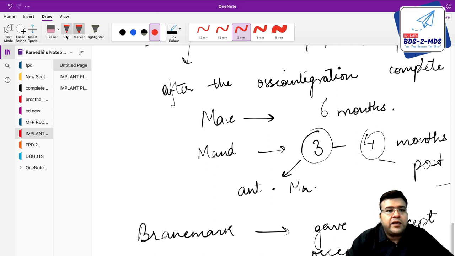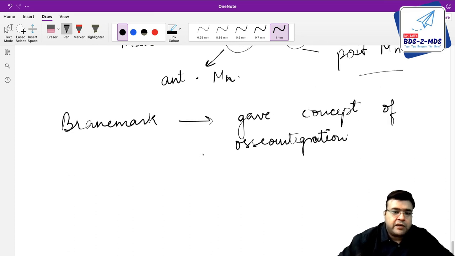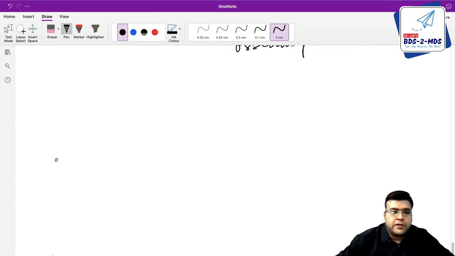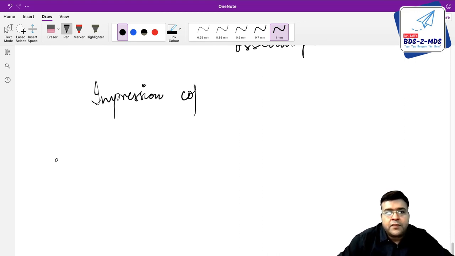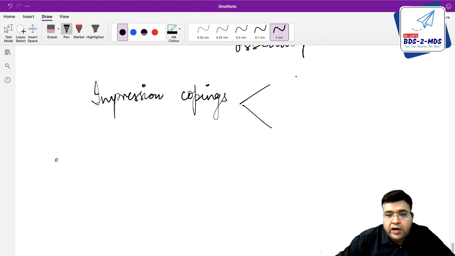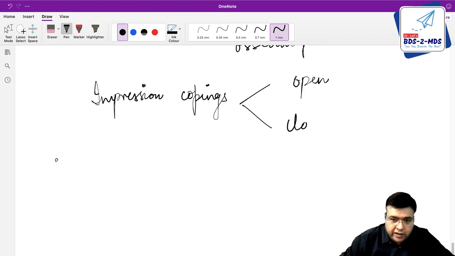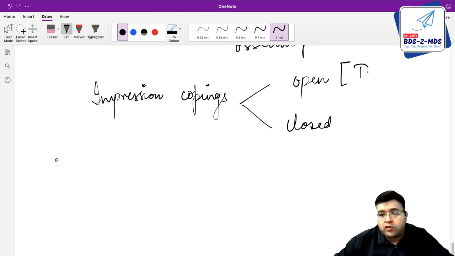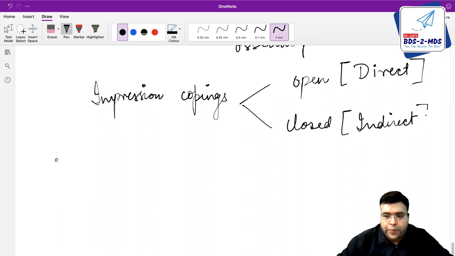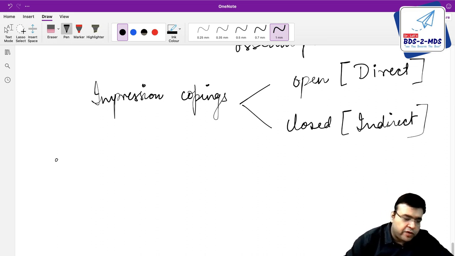Now coming down to the next component, which is the impression coping, right? We read that when you are talking about impression copings, you have two different types of copings. One is called an open tray coping and the other is called a closed tray coping. Open tray is also called a direct coping and closed tray is also called an indirect coping. Why and how they function is what we are going to talk about.